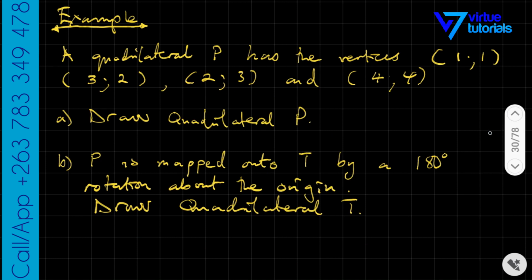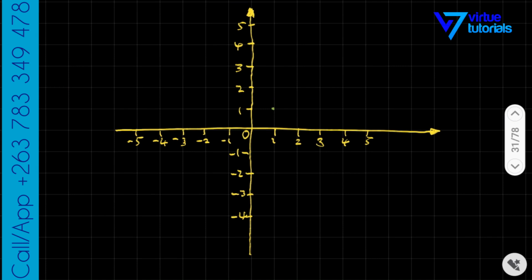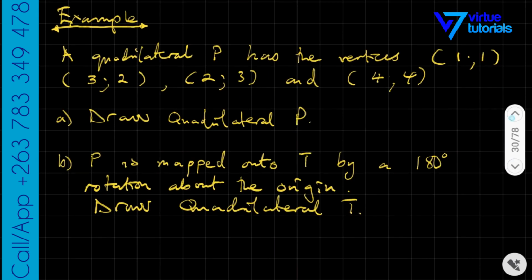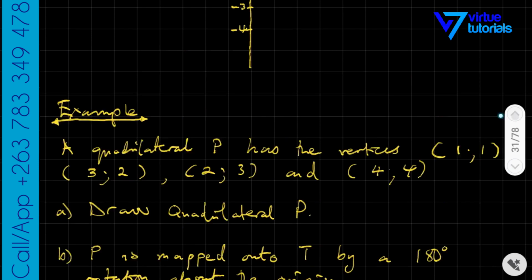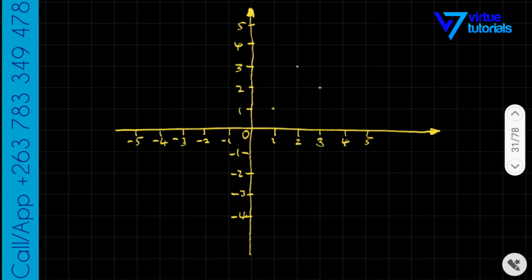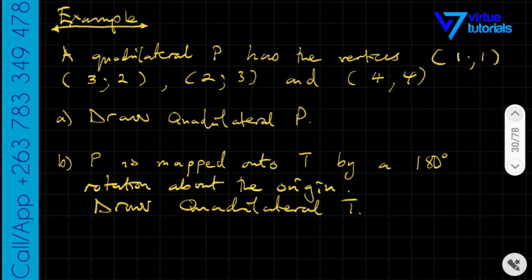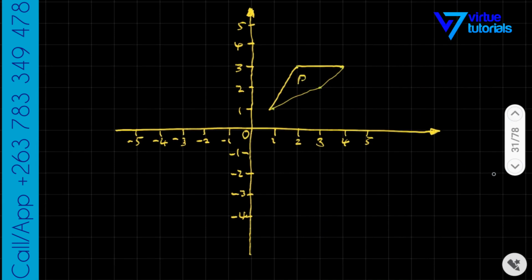Here's an example. A quadrilateral P has the vertices 1, 1, 3, 2, 2, 3, and 4, 4. Draw the quadrilateral P. So we're going to draw this: 1, 1. The next point is 3, 2. The next one is 2, 3. And then the last one is 4, 4. So this is our funny looking quadrilateral there. Okay, that's our quadrilateral. It's quadrilateral P. You can label it P there.